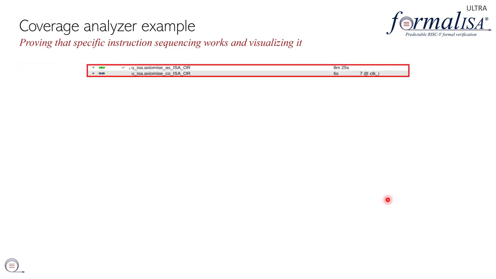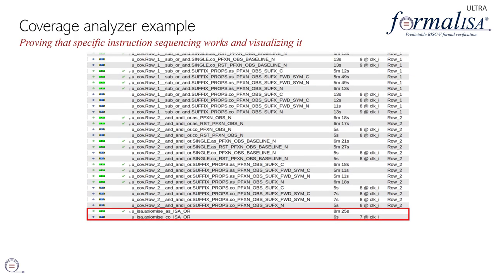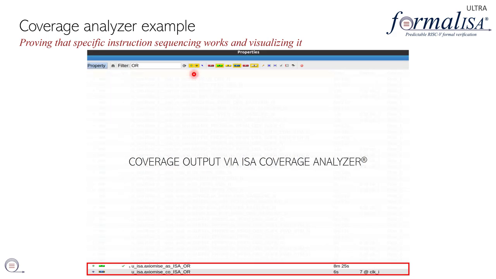So for example, we have proven properties on the OR instruction, for example, that it always works correctly. But if you wanted to see if the scenario coverage is there, we'll generate all of these properties, and we will actually tell you that this is or isn't the case.